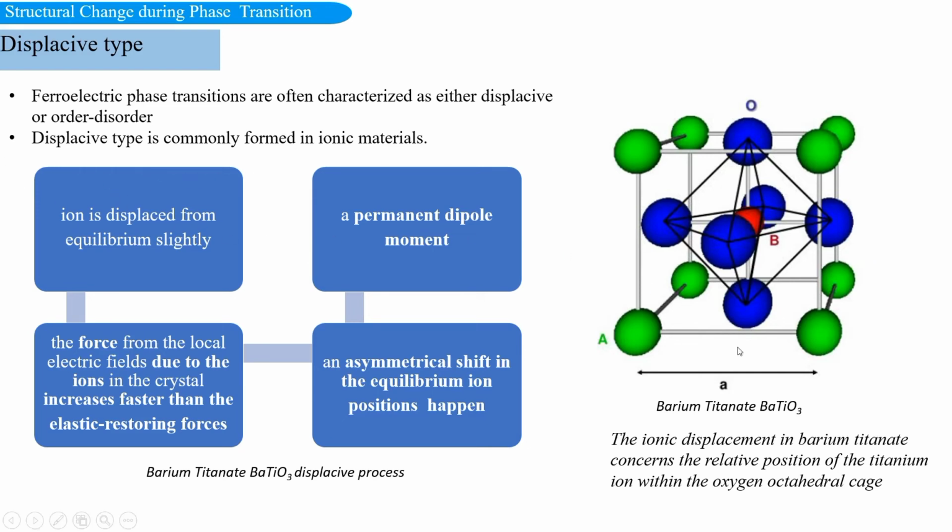When ions in the structure get displaced, they displace themselves from equilibrium slightly. When this happens, the force from the local electric field due to the ions in the crystal increases faster than the elastic restoring force. Imagine all these ions getting stretched out. An electric force is created that will eventually stretch this structure, but it cannot go back to its original position. It cannot restore its forces. So an asymmetrical shift in the equilibrium of the ions will happen, which will eventually give rise to the permanent dipole moment. So that is what the displacive type does.